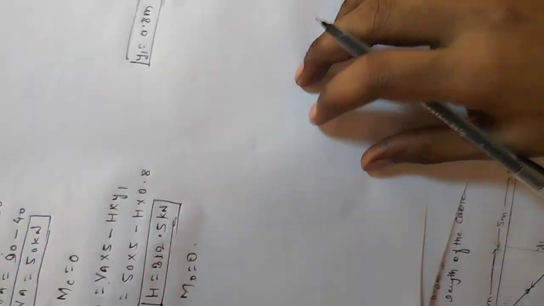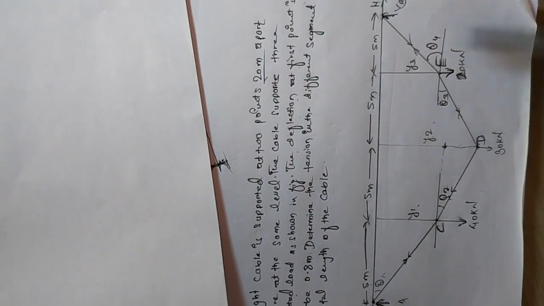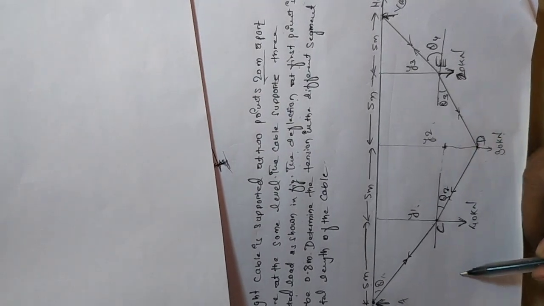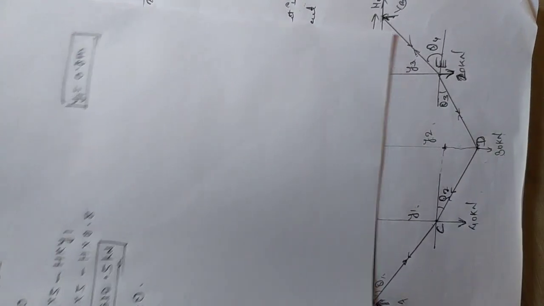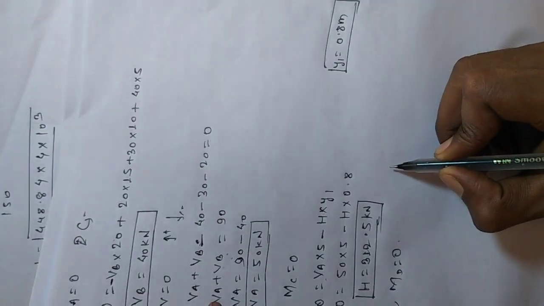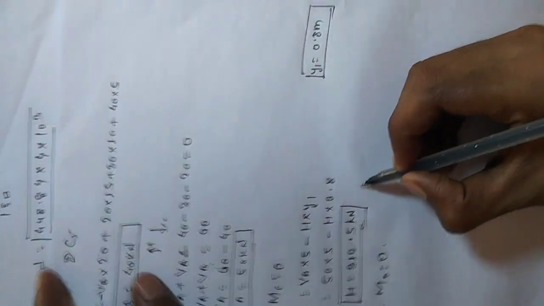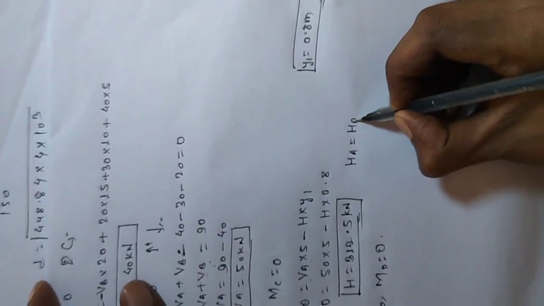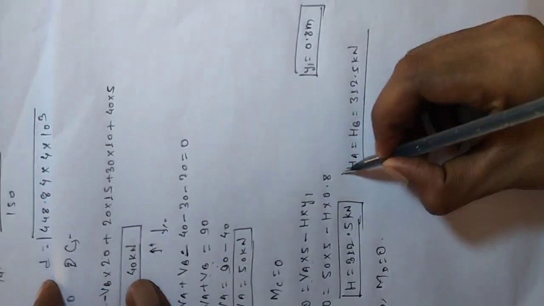Let's see in the figure. For D, we can go either on the left side or on the right side. So we are going to the left side for solving this. The horizontal force will be the same, since no extra horizontal force is acting. So HA equal to HB equal to 312.5 kilonewton. That we have to understand.